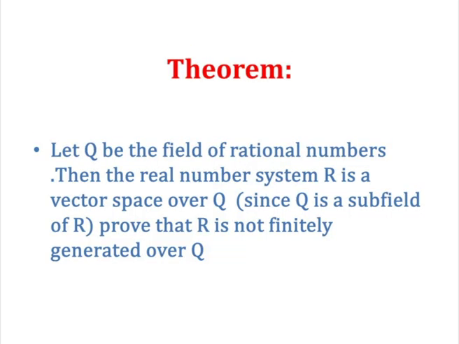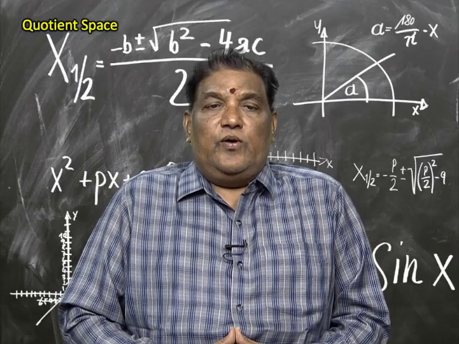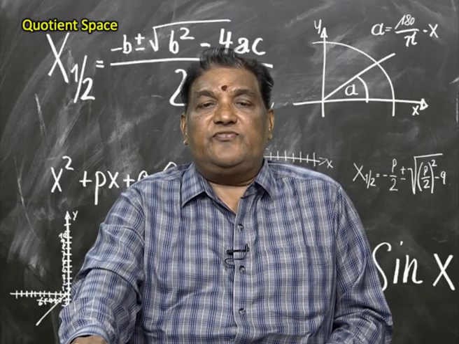Theorem. Let Q be the field of rational numbers, then the real number system R is a vector space over Q, since Q is a subfield of R. Prove that R is not finitely generated.